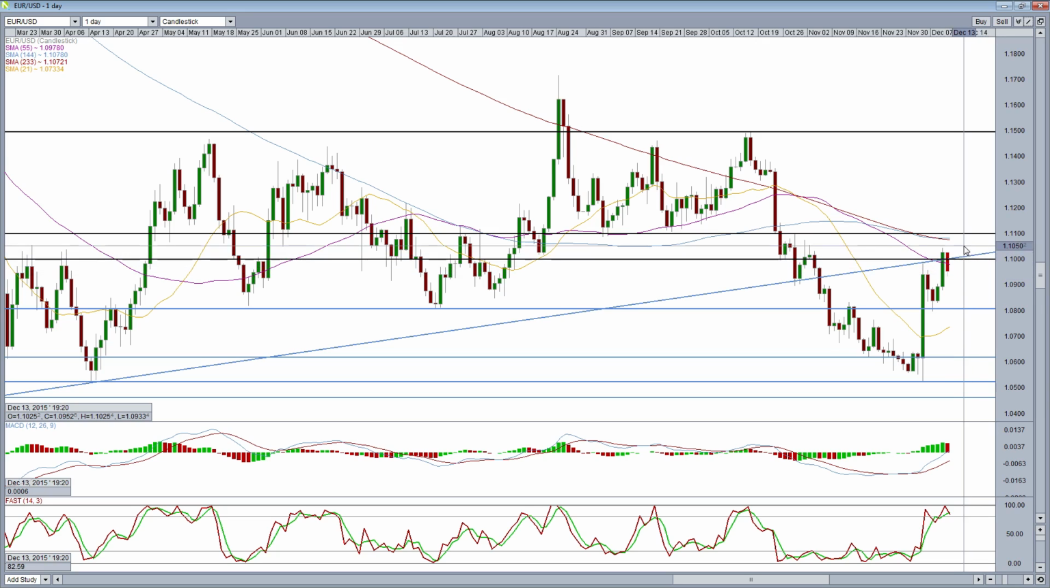Now, 110 to 111 is the region which I've highlighted as being key for this pair going forward, because if we can see this area broken in the coming days or in the next couple of weeks, that would suggest the market is much more bullish and would suggest to me that we could see a move back towards these previous highs from October and, a number of occasions this year, around 114.50 to 115. So this 110, 111 region is extremely key for me.